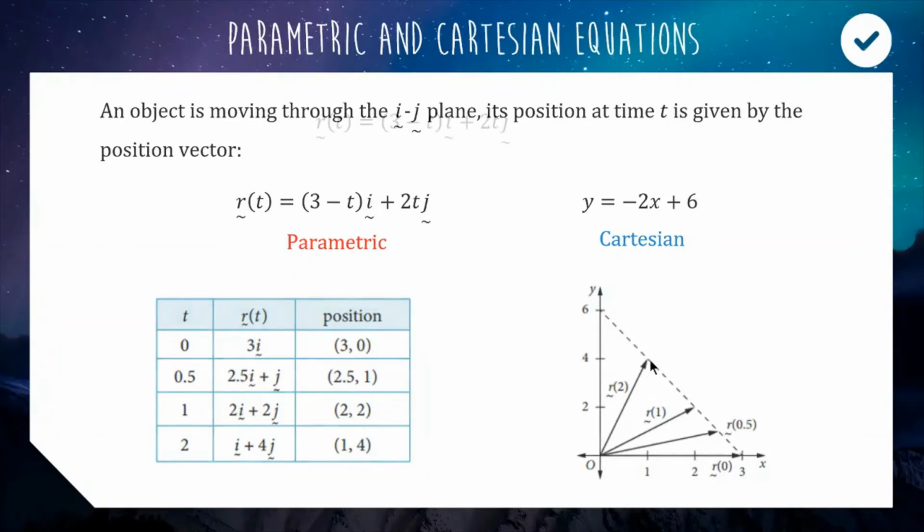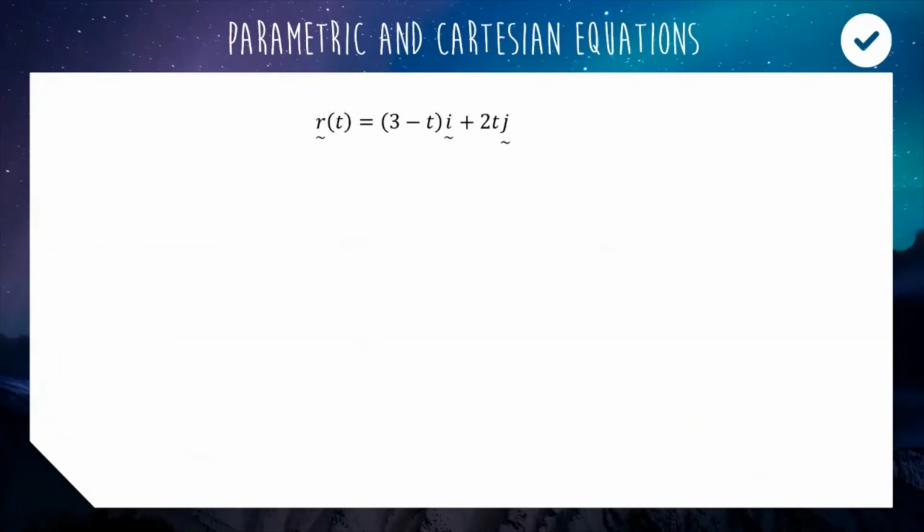And we can see that here. If we take our vector function r of t and isolate the x and y components, we have x equals 3 minus t, and y equals 2t. Now we can combine these together and make a Cartesian equation like we did in Extension 1. We can rearrange the x: if x is 3 minus t, then t is equal to 3 minus x.